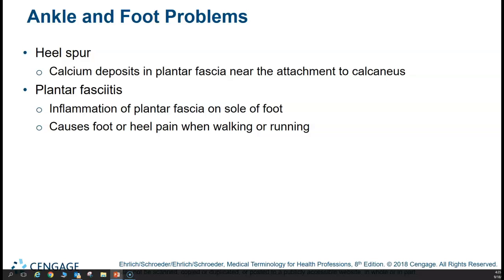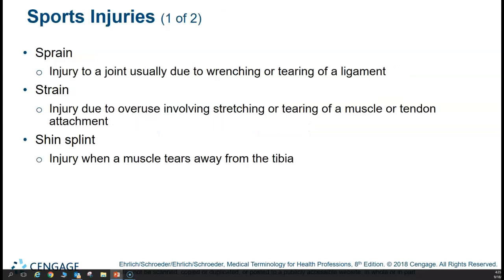Plantar fasciitis, again, is an inflammation on the sole of the foot. It really causes a lot of foot and heel pain when you're walking or running. If you sit down for a while and stand up, it gets very, very tight. People need to walk to be able to move it. Treatment usually is physical therapy, wearing a boot, letting it relax a little bit.